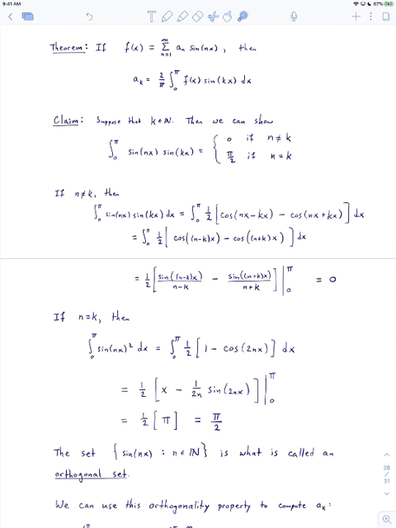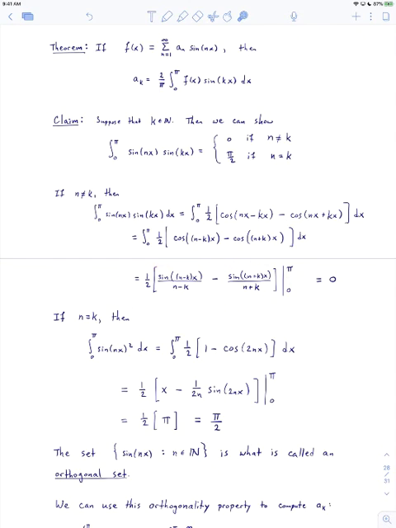This is easy enough to show just using trig identities and integrating. If n is not equal to k, then sine of nx times sine of kx, just using a trig identity, is equal to this. And these terms we can integrate individually to get these. This is why we want n not equal to k, because you're dividing by 0 here if n is equal to k.